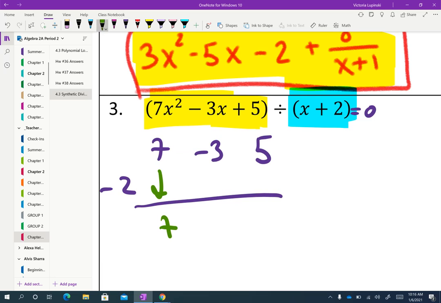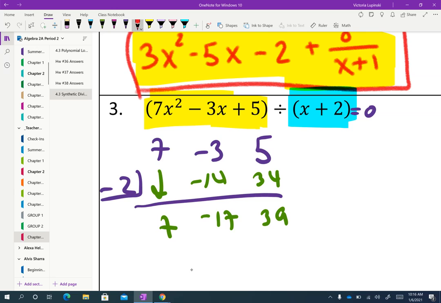Multiply, oops, forgot my little box there. Bring down the 7. Multiply it times the box, which is -2, so that's -14. -14 plus -3 is -17. -17 multiplied to the box gives you +34, and 34 plus 5 is 39.